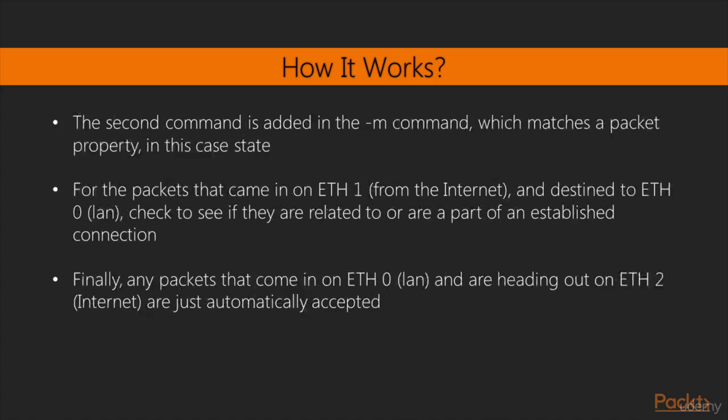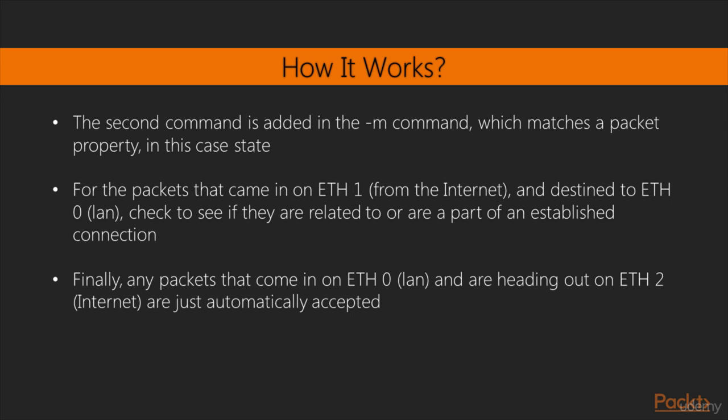The second command adds the -m option, which matches a packet property, in this case state. For packets that came in on ETH2 from the internet and are destined to the ETH0 LAN, check to see if they are related to or are a part of an established connection. If so, accept the packet and assign it to the FORWARD chain. The FORWARD chain handles any packet that is being passed through your router, rather than packets originating from the system, which use the OUTPUT chain, or packets destined to your system, which use the INPUT chain.